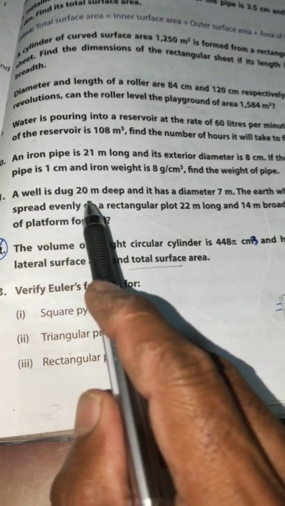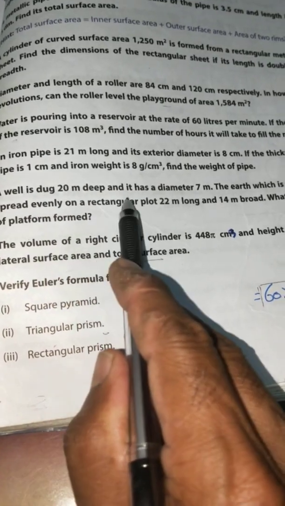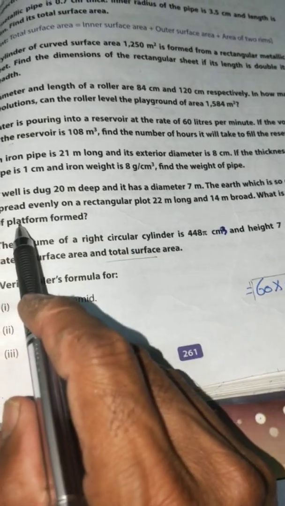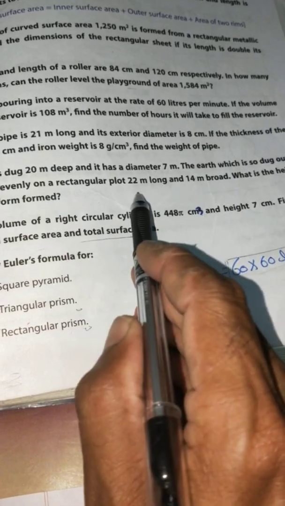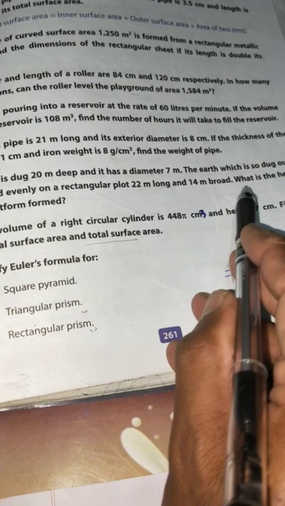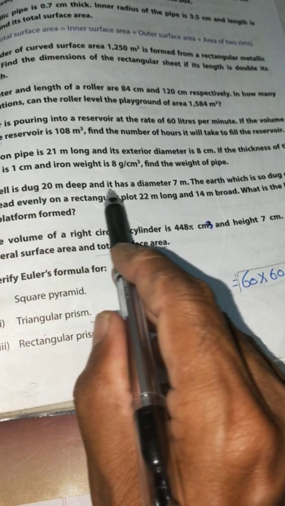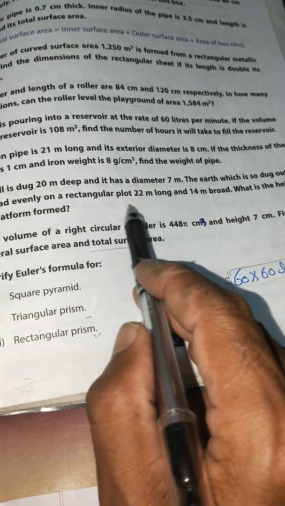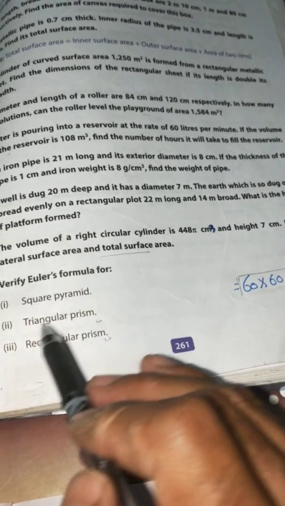A well is dug 20 meters deep, means height is 20, and has diameter 7. The earth which is dug out is spread evenly on a rectangular plot whose length and breadth are given. So what will be this volume? L into B into H. So from here find H. Divide the volume of this well by the volume of this rectangular plot on L into B. From here you can find H.